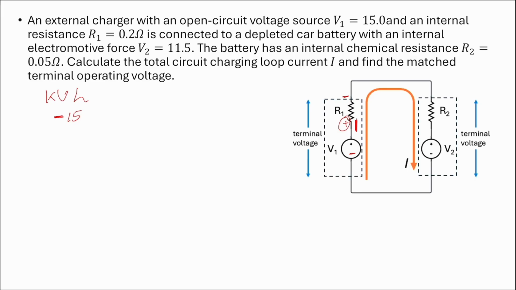So this is positive. But remember, we need to put the voltage. It means the voltage across R1. So this should be the voltage across R1. But we don't know I. Therefore, we just say this, remember, equal to IR1. R1 is 0.2. So we just say 0.2 here. And we put the I here.